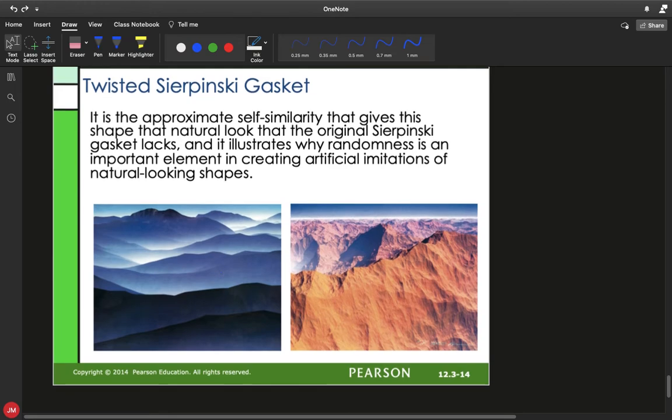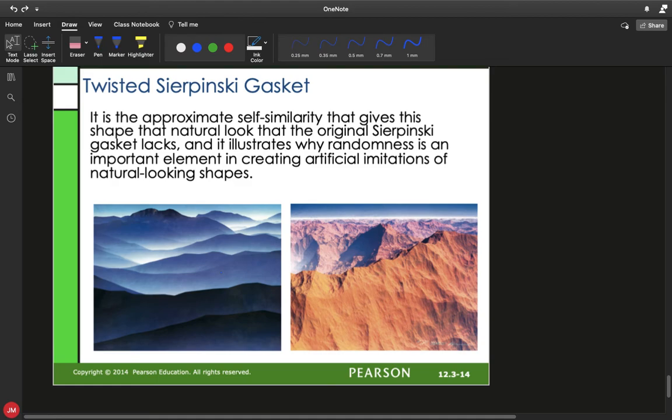And it's that approximate self-similarity that actually gives us a really good shape, a more natural look than the original Sierpinski gasket would. This is why, with the twisted Sierpinski, that randomness is an important element in creating imitations of natural-looking shapes. Remember when we talked about the cauliflower, it had the universal self-similarity and the infinite self-similarity, but it was lacking the exact self-similarity. It had approximate self-similarity, but that's the thing about nature and making things look realistic: it really shouldn't look exact. Not everything is cookie cutter.